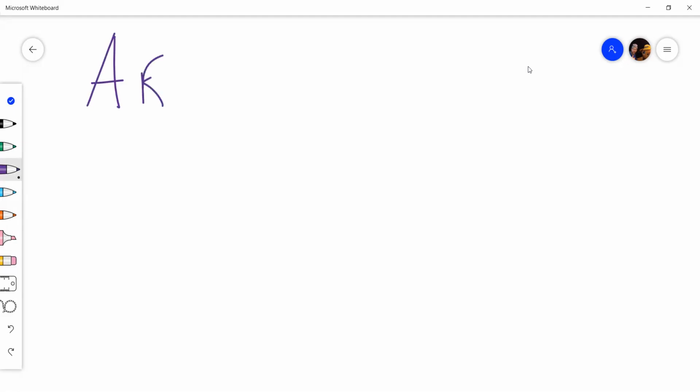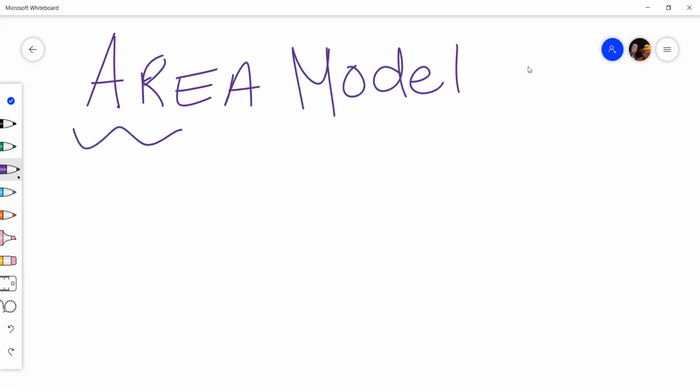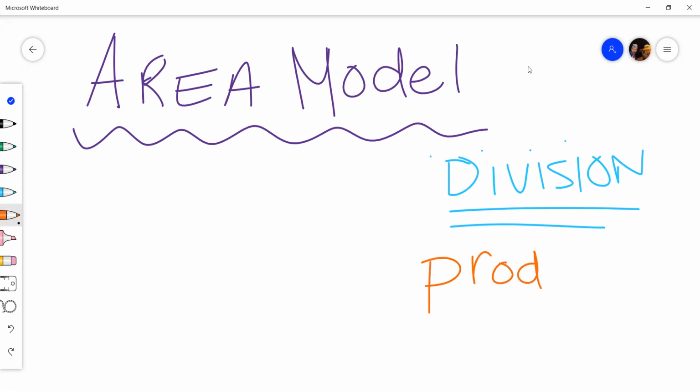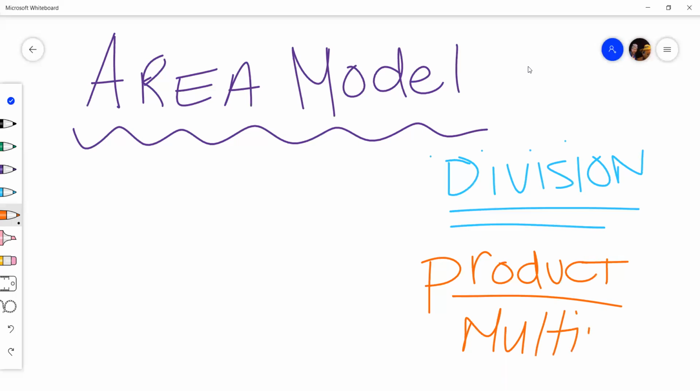Today we're going to be looking at the area model. We're going to be using this today to help us solve division problems. Now, you may say to yourself, wait, I know this area model. I've heard that before, and we used the area model when we were solving products, that's the fancy word, using multiplication. And this is true because remember, is it going to fit?